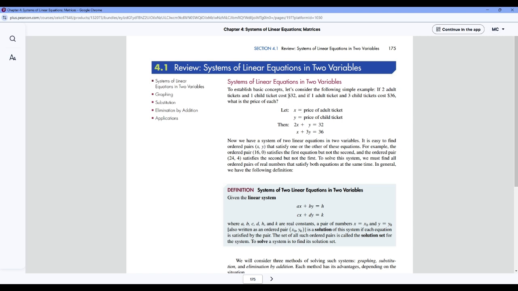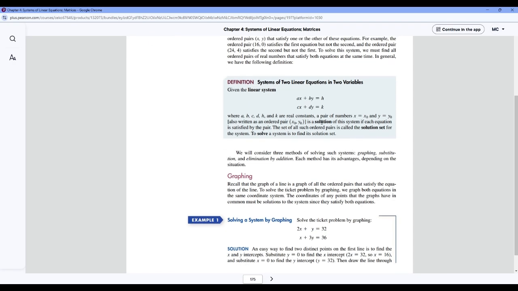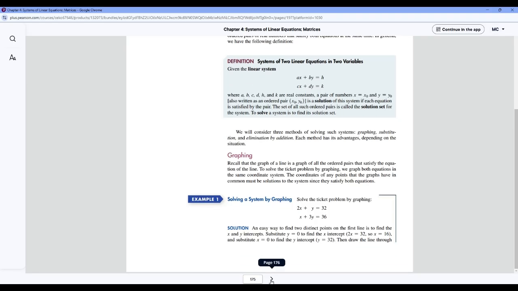Basically, they're going to start with a basic equation: a system of linear equations in two variables, given the linear system ax plus by is equal to h and cx plus dy is equal to k, where a, b, c, d, h, and k are all real numbers. An ordered pair x equals x naught, y equals y naught, the initial x and y, is a solution to the system.